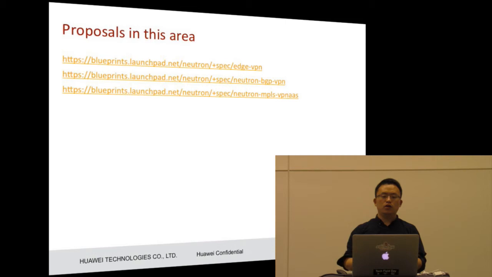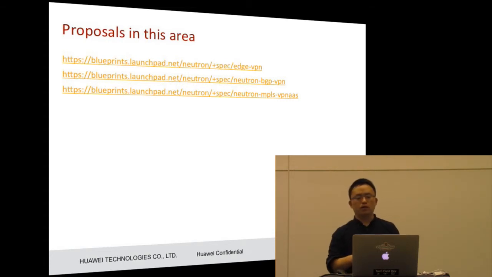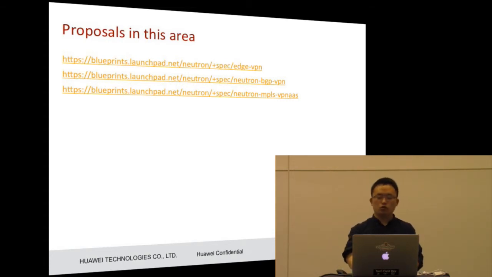In the coming Liberty release, we are focusing on the BGP VPN. The Design Summit will talk a lot about this area. I think maybe in the coming Liberty release, it would land in the trunk of Neutron. We are contributing to this area.